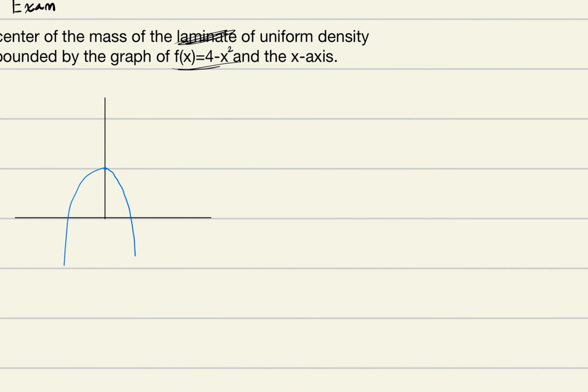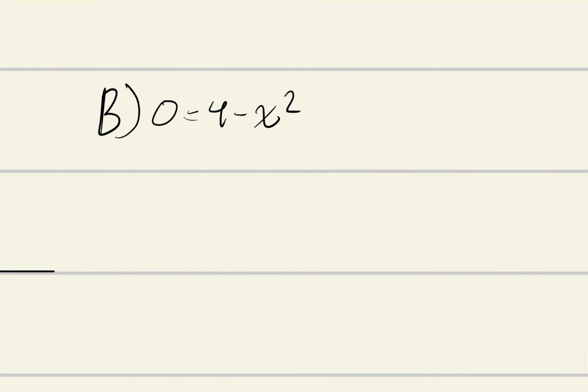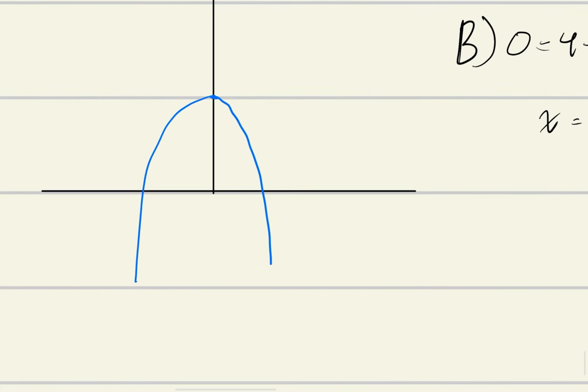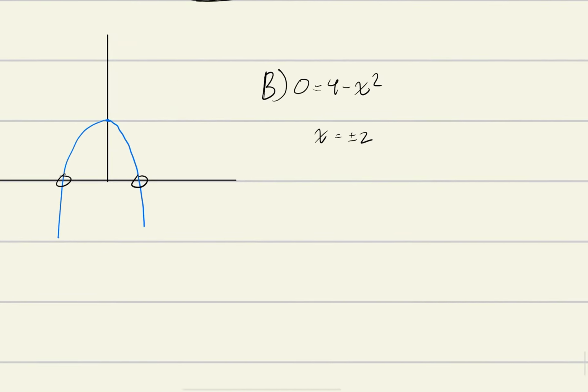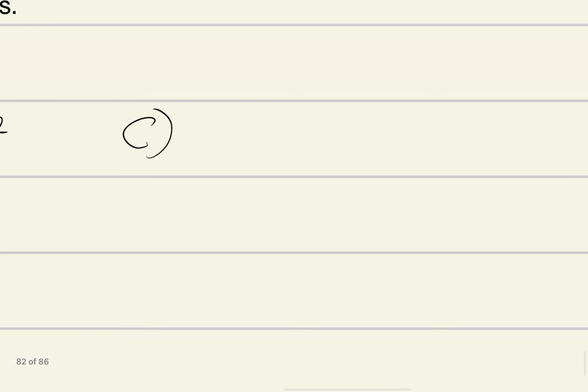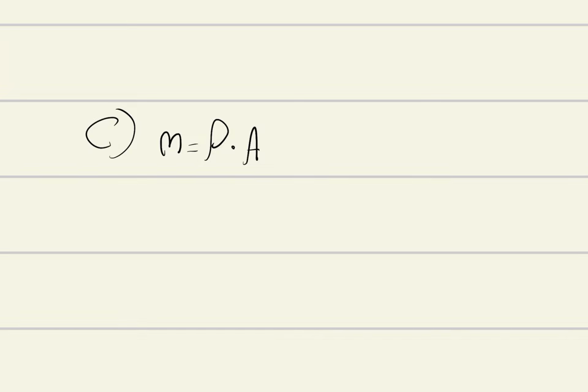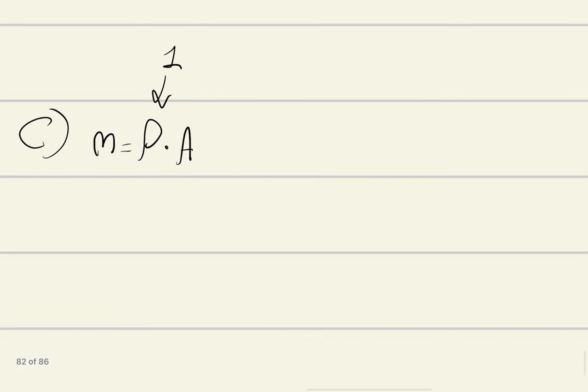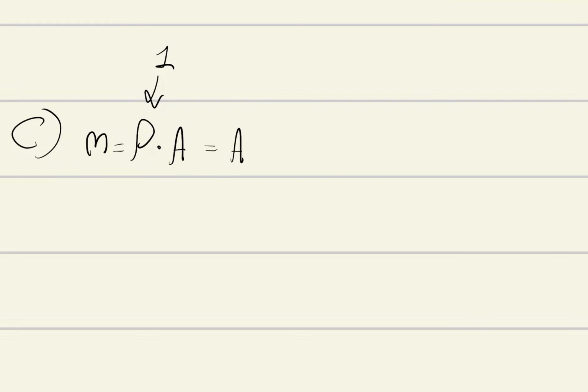First, we need to find the limits. So we can just set 0 equal to 4 minus x squared, and we just solve for x. x would be equal to plus or minus 2, which would relate to these x values. Now we need to find the mass, my, and mx. So step 3, mass is equal to density times area. We know the density is 1, so we can say mass is equal to area.